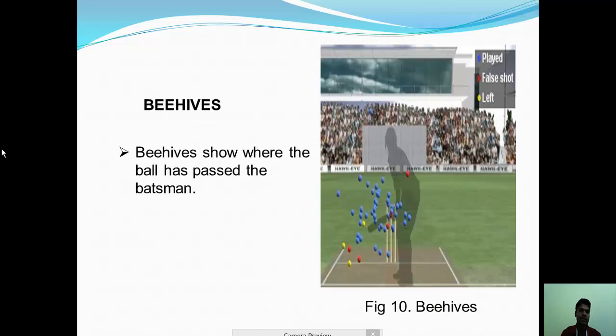Beehives. Beehive shows where the ball has passed the batsman. As I said before, here the different colors represent the number of runs scored by the batsman, balls left alone, defended, and hit for boundaries.